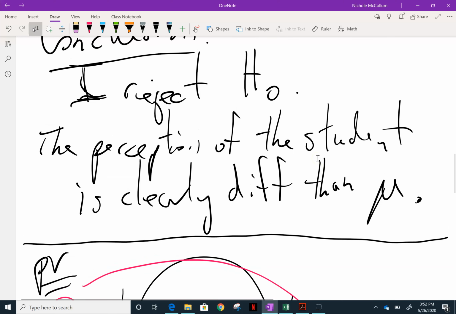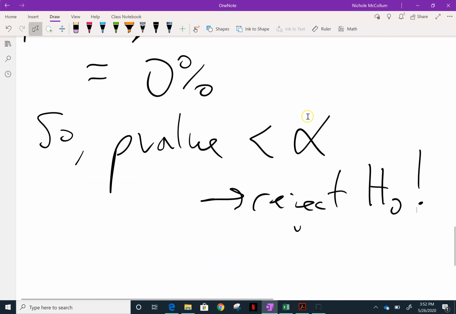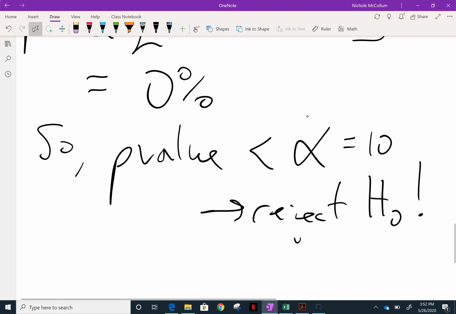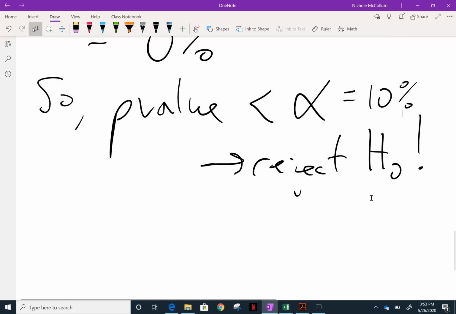Now in this case the alpha was 10% if you go way back up. So 0 is clearly less than our alpha given of 10%. But I want to make it clear that I don't care what alpha they give me. I'm rejecting because my p-value is so under any alpha that I will reject. And what does that mean again? Well, again, that means I believe the student's perception is very different than the class average. That's what it truly means.